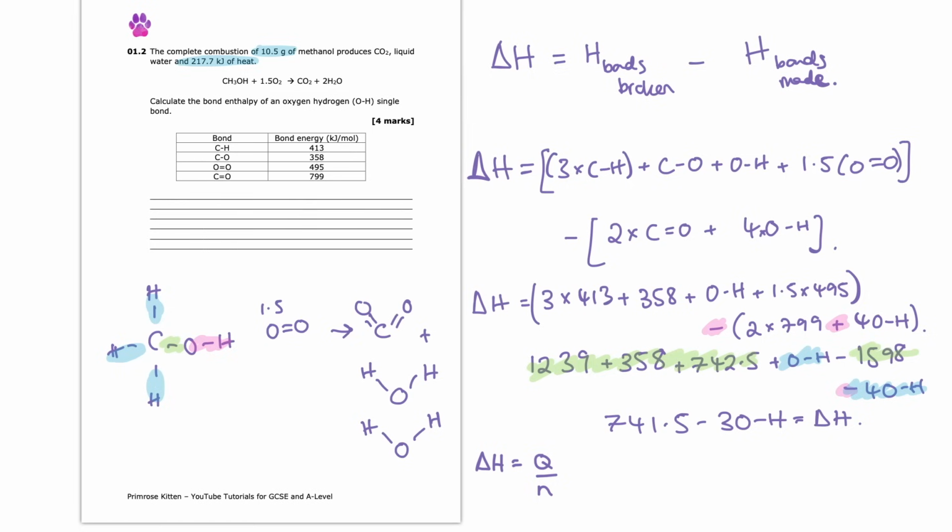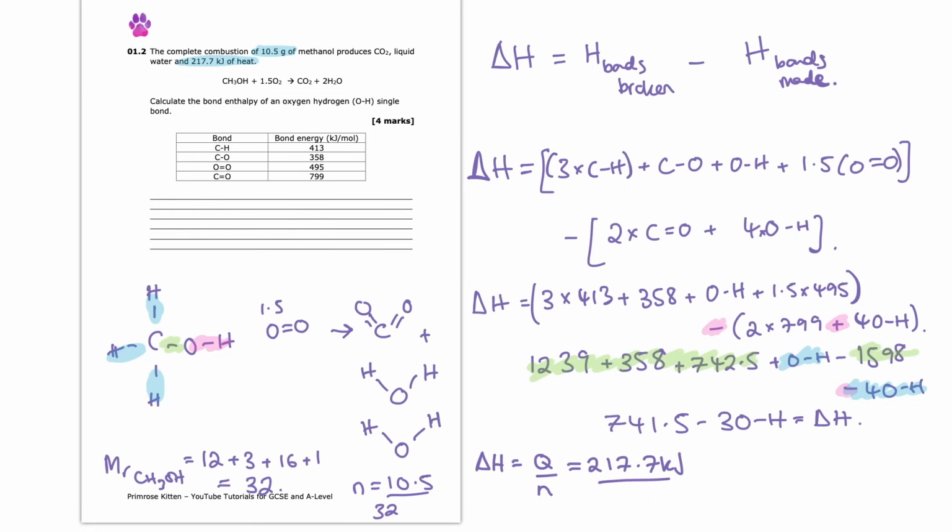So this is a complete combustion, so we know the enthalpy change will be negative because it's an exothermic reaction. We know that Q is 217.7 kilojoules, but we don't know the moles yet. If we work out what the MR is of the methanol, then we can work out what the moles is. So the MR will be 12 plus 3 plus 16 plus 1, and that ends up giving us an MR equal to 32. So the moles of the methanol will be 10.5 divided by 32.